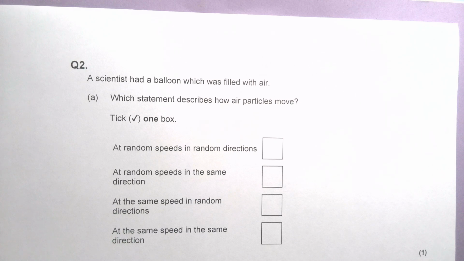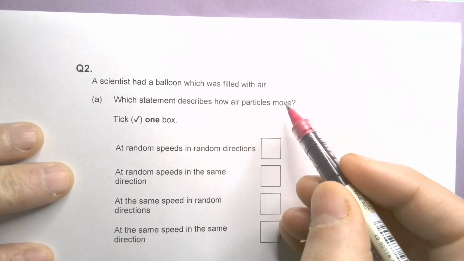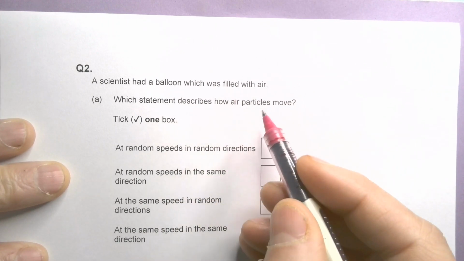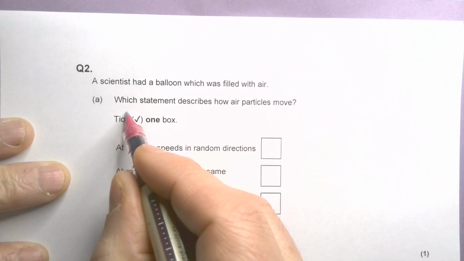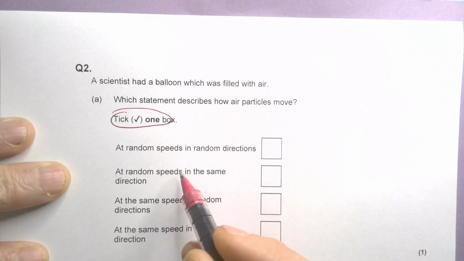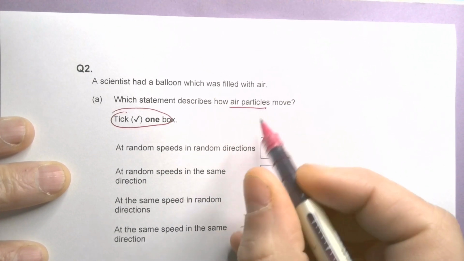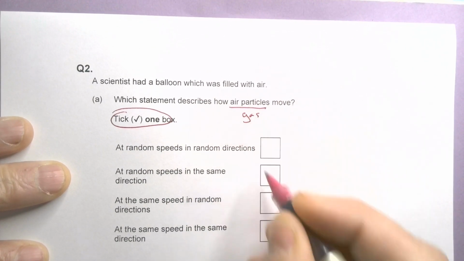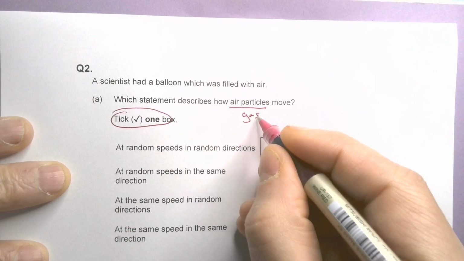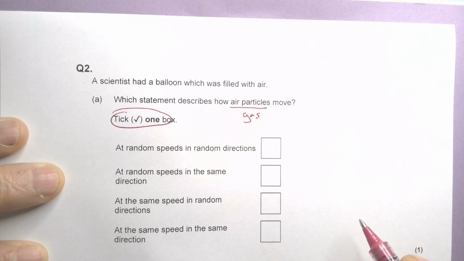Question 2. A scientist had a balloon which was filled with air. Which statement describes how air particles move? Tick one box. So we're talking air particles. When we're talking about air, air is a gas. It's a mixture of different elements and compounds, remember.